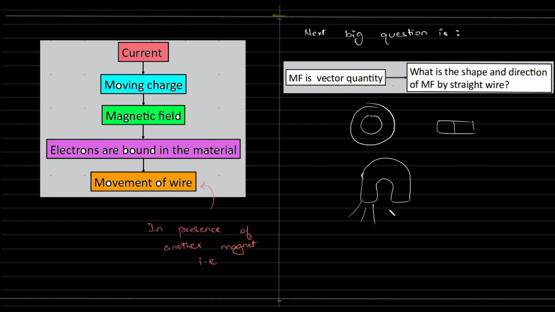It'll be something like this, it's going like this. And so the point is, it will be structured differently. The magnetic field will be structured differently over here, here, and here. So obviously here too, it will have its own structure to look at. So the next big question is, what is the structure produced by a straight wire? That's what we'll try to understand in the next set of videos.